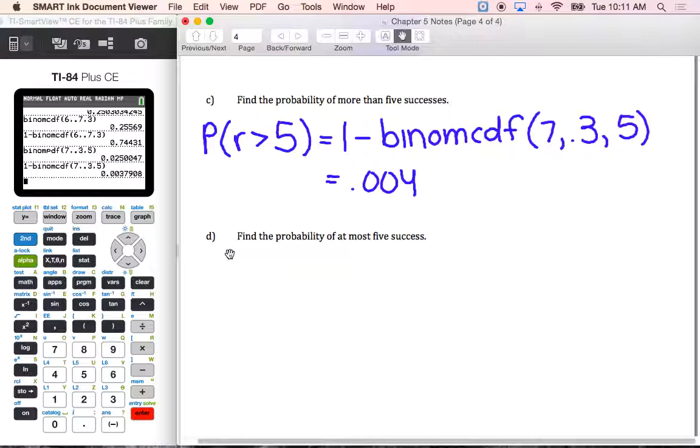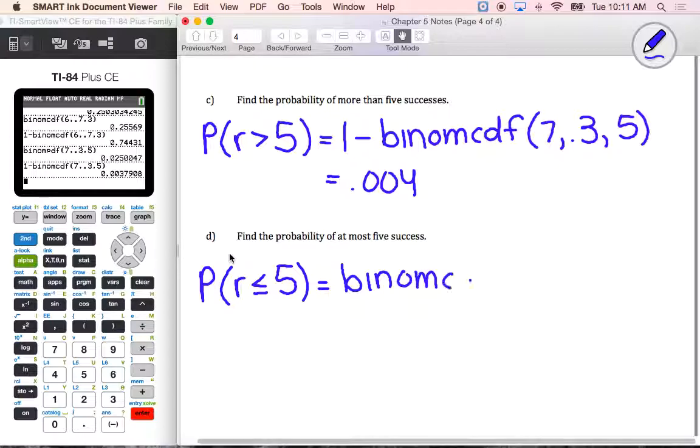Then for D, they want you to find the probability of at most 5 successes. If we're at most 5 successes, we're less than or equal to 5. So since it's less than or equal to, you can just do your binomial CDF. We know it has to go 7, 0.3. But now if we want 5 and below, we want to include 5 in our answer. Because you're saying, I want the sum of 5, 4, 3, 2, 1, and 0 of all those probabilities.